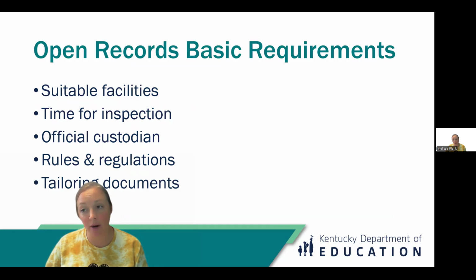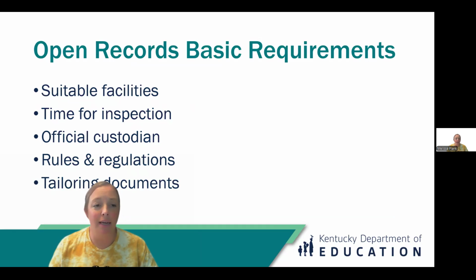Now on to the open records, the basic requirements. Any of the meeting minutes, the members that were present during those meetings, or the decisions that were made are part of the open records request. You must also meet in a suitable location so that the public may attend, and at a time that the public may attend as well. You will have an official custodian of those records. This will be your SBDM secretary. We'll keep possibly your chair as well. We'll keep a copy of all of those records that you're needing.